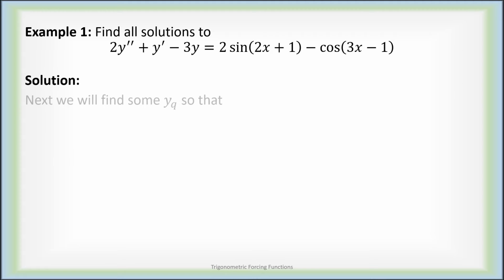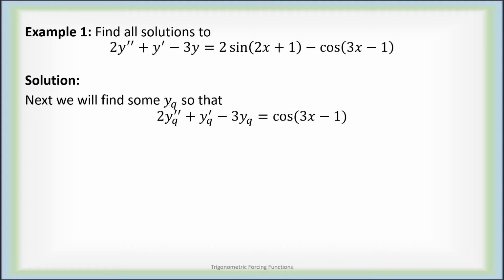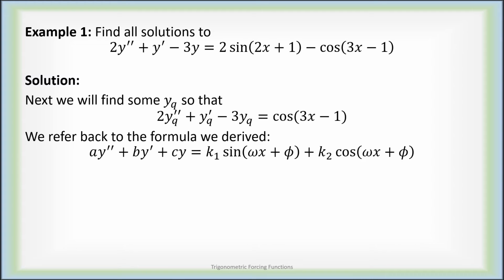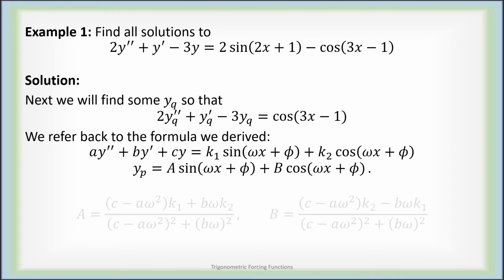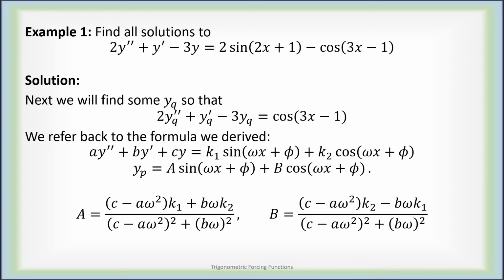But we're not done. We also need to find some other particular solution so that if we were to use it in the differential equation, we could produce the cosine of 3x minus 1. So we do have a formula. Here it was. Whenever ay double prime plus by prime plus cy equals k1 times the sine of omega x plus phi plus k2 times the cosine of omega x plus phi, we just use a particular solution to be something times a sine with the same period and phase shift plus something times a cosine with the same period and phase shift, where we have nice explicit formulas for those coefficients, capital A and capital B.